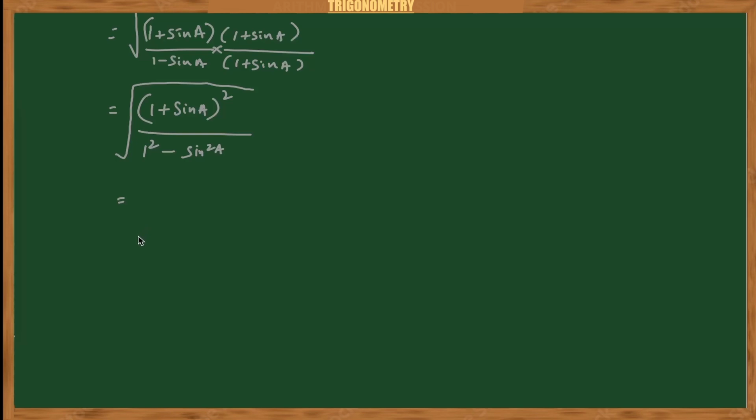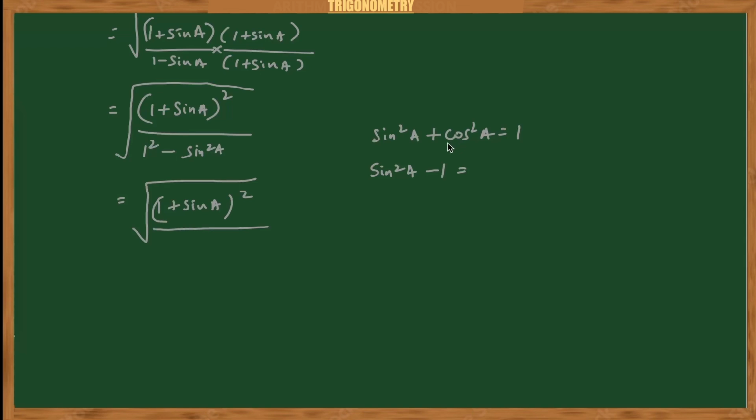So further solving we can utilize this, right? Plus sin A square divided by, so this we can utilize our identity. What is it? Sin square A plus cos square A is equal to 1. So can we put it in this? Sin square A. Let's bring this 1 inside, becomes minus 1.